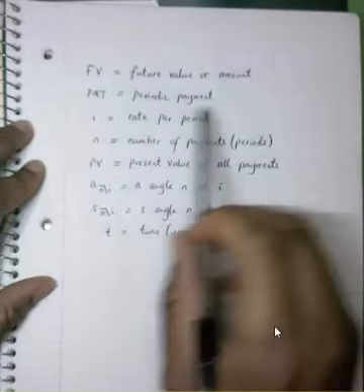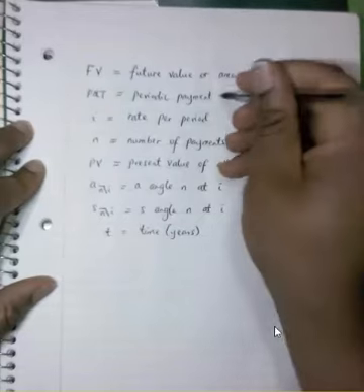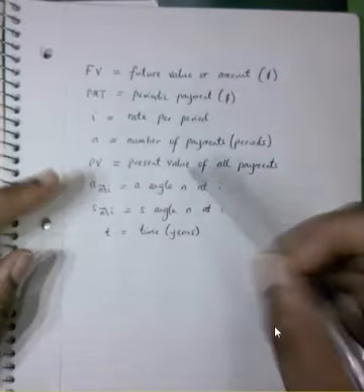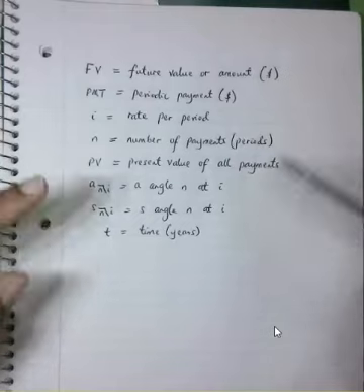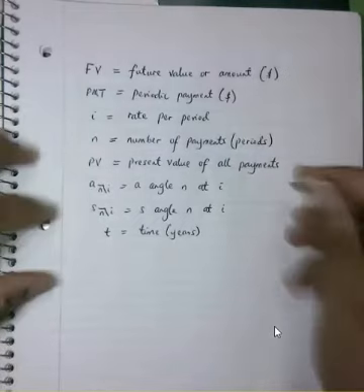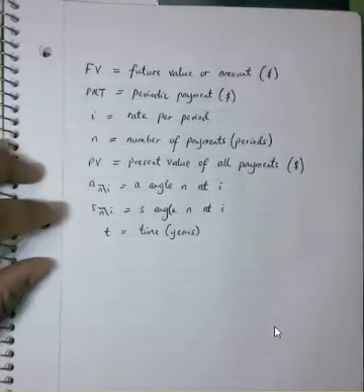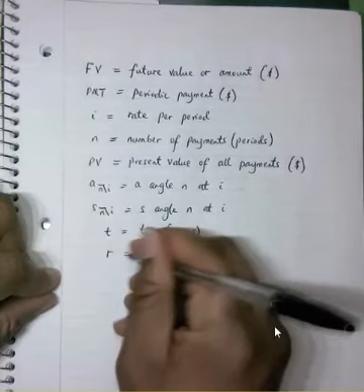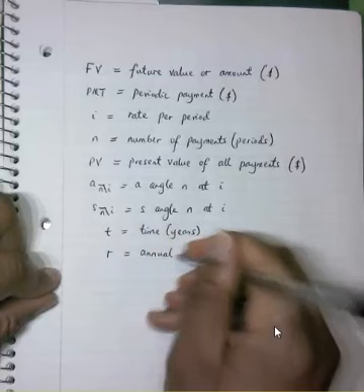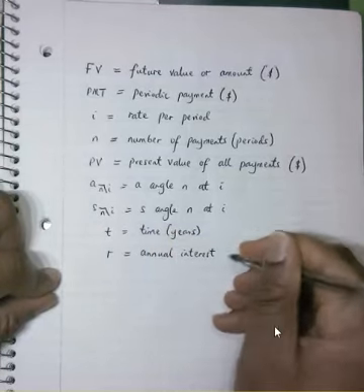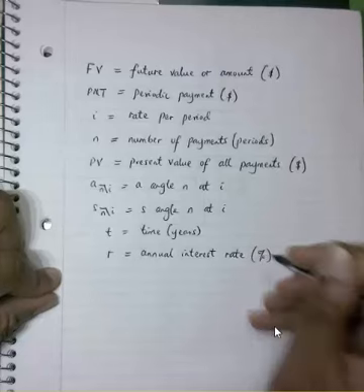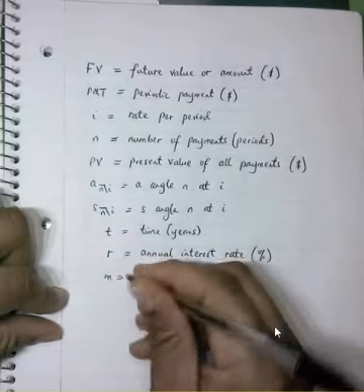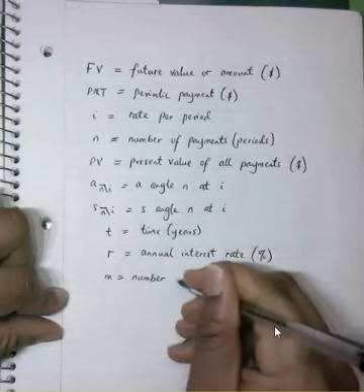Now this future value is in dollars, payments is in dollars, rate per period is a percent per period, okay, because rate is in percent. Present value is in dollars or any currency, any legal tender in your country. T is time in years. R is the annual nominal rate or annual interest rate. We discussed this in the compound interest in percent. M is the number of compounding periods per year, and we talked about this.